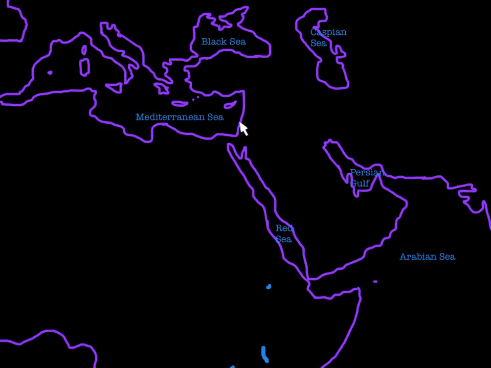You've got the Mediterranean Sea over here, just north of Egypt and just south of Italy and Greece. You have the Black Sea just north of Turkey. The Caspian Sea's out here. The Persian Gulf is over here by modern-day Saudi Arabia. And the Red Sea is separating this Arabian Peninsula from Egypt and the rest of Africa. And then way out here you've got the Arabian Sea. So that gives you an idea of the bounds of the land that we're working with.